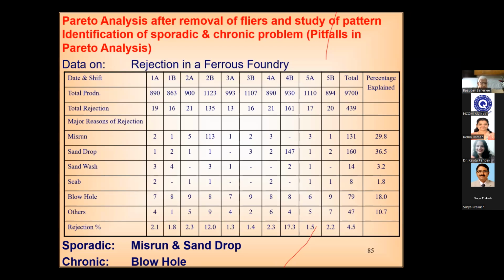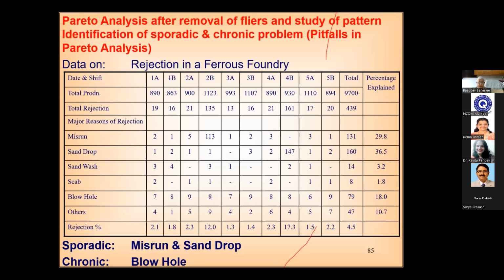You know, data on rejection in a ferrous foundry. Date and shift: first A shift, B shift, second A shift, B shift, and all that. Total production, so many numbers. Total rejection, so many numbers. Major reasons of rejection: misrun, day-wise it is given; sand drop, given day-wise; sand wash, scab, blowhole, and others. Total number of rejection percentages.